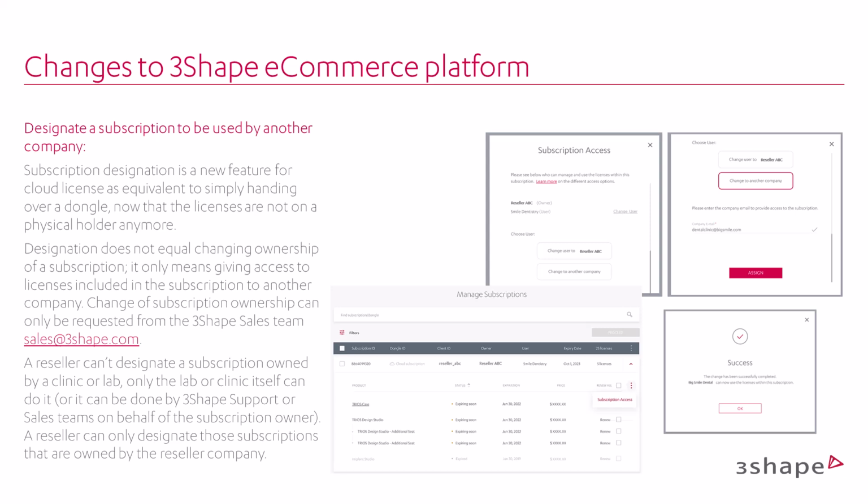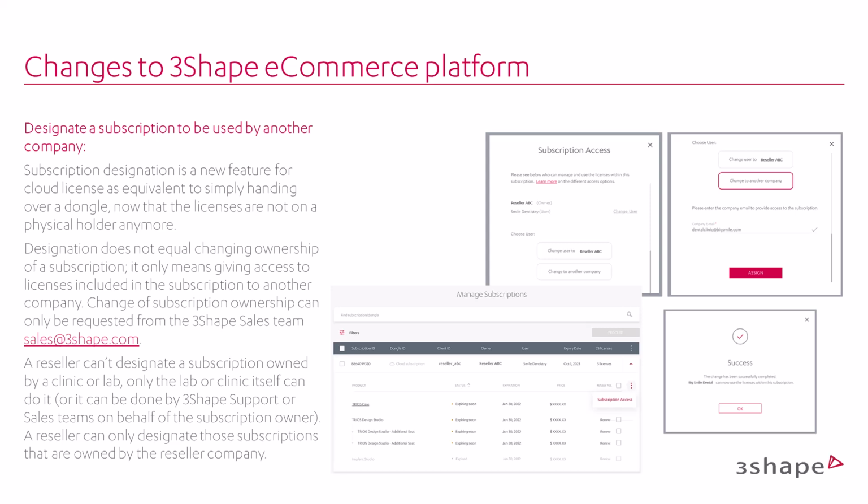Other changes include: designate a subscription to be used by another company. Subscription designation is a new feature for Cloud License, equivalent to simply handing over a dongle, now that the licenses are not on a physical holder anymore. Designation does not equal changing ownership of a subscription. It only means giving access to licenses included in the subscription to another company. Change of subscription ownership can only be requested from the 3Shape sales team.